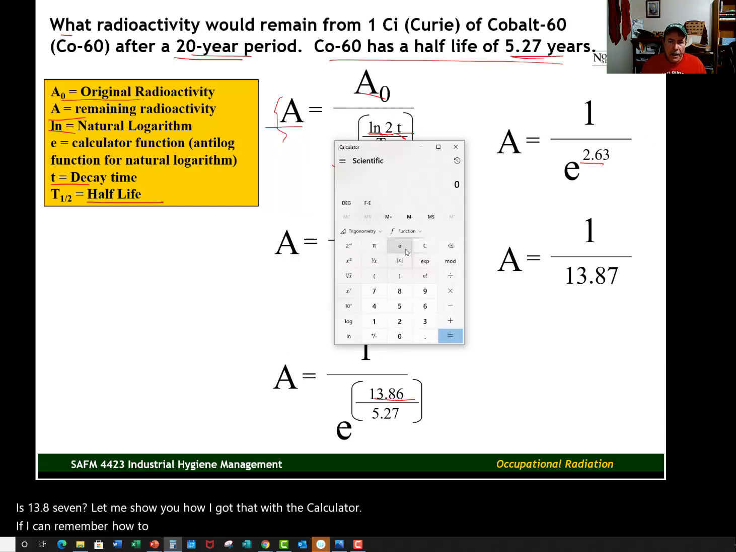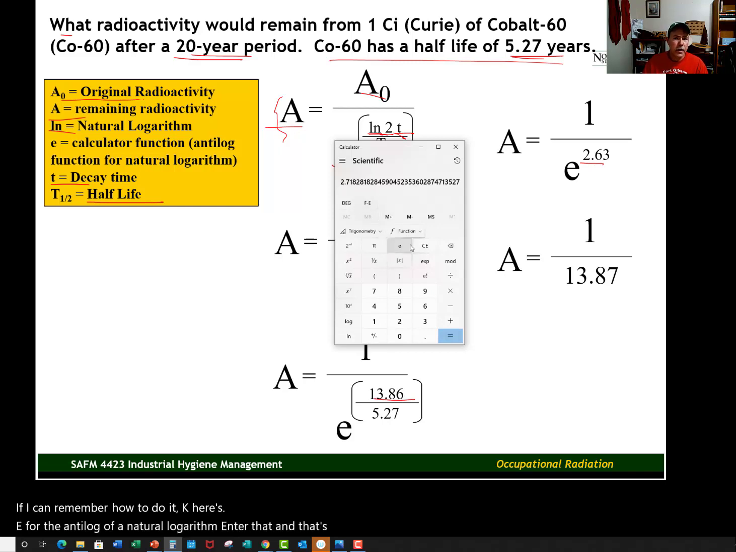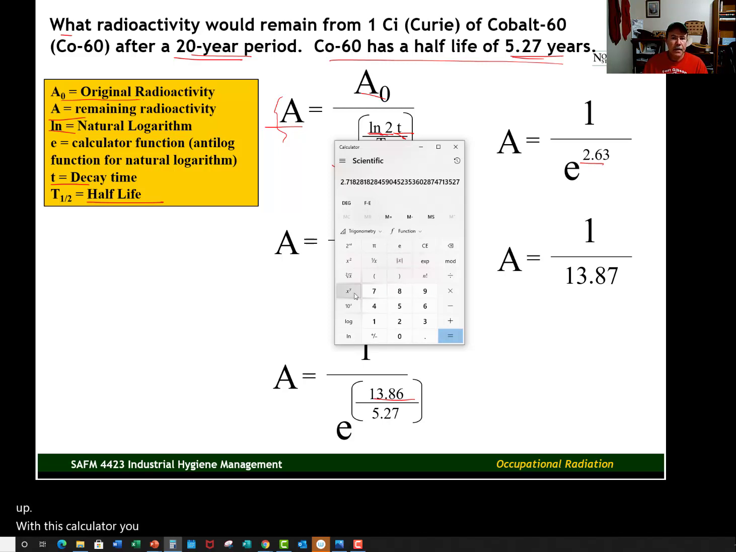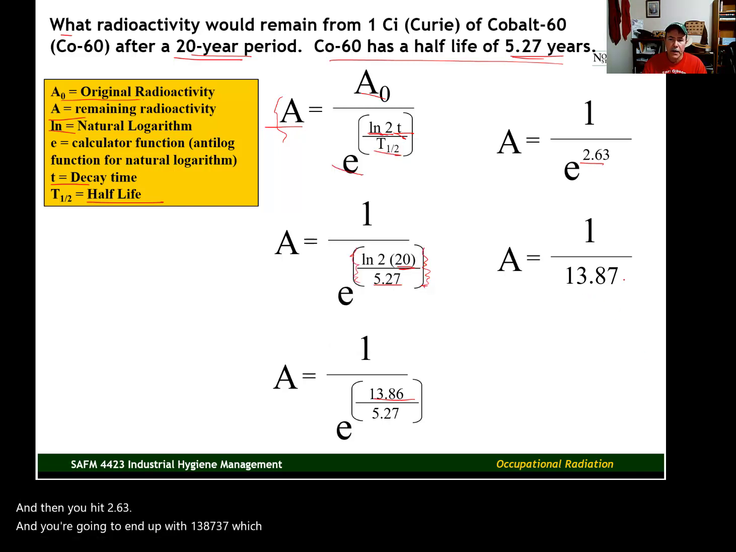Okay, here's E for the analog of a natural logarithm. Enter that, and that's actually a constant. So when you hit E, a number is going to come up. With this calculator, you hit E, and then you hit the X to the Y power key. And then you hit 2.63, and you're going to end up with 13.8737, which I round to 13.87.